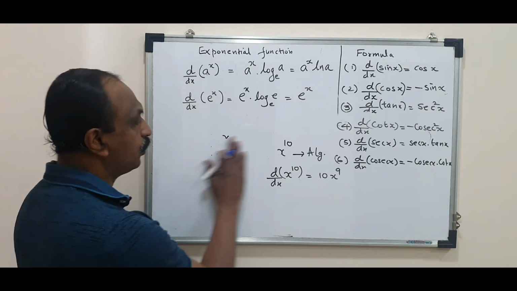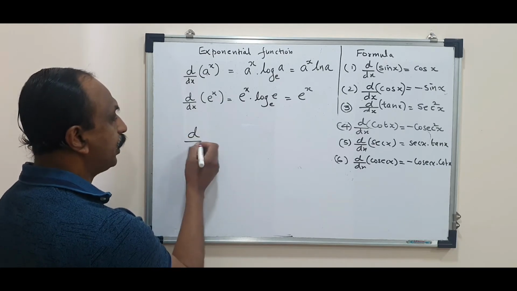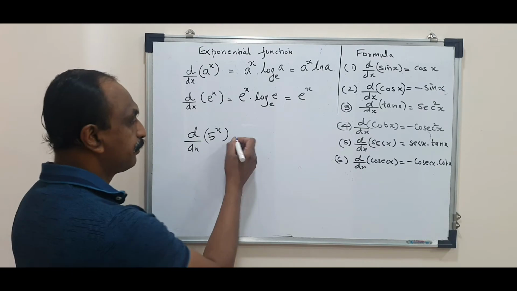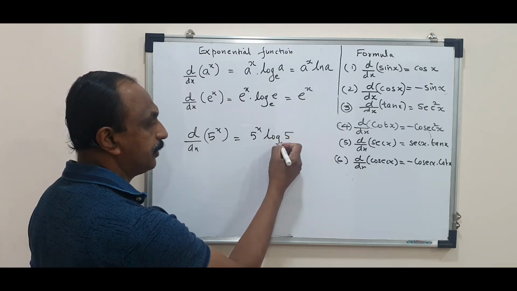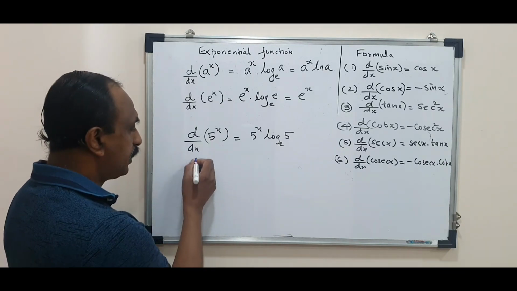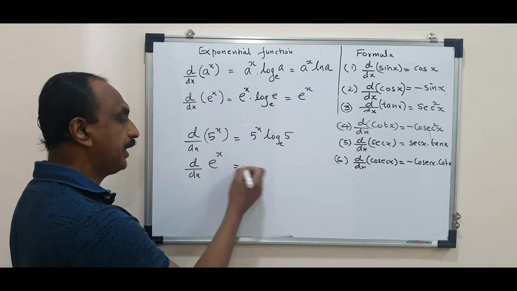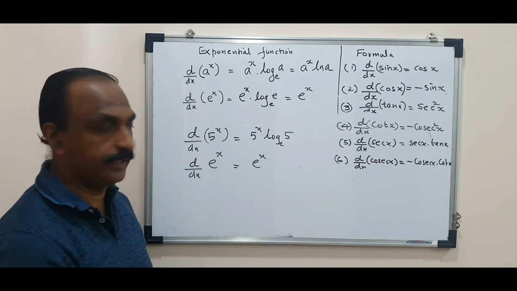So we have learned now. Let's practice a few questions on this. What is the derivative of 5 to the power x? It is 5 raised to x into log 5 to the base e. We may not write the base after some time. What is the derivative of e to the power x? It will remain as e to the power x only, because log e to the base e is 1.